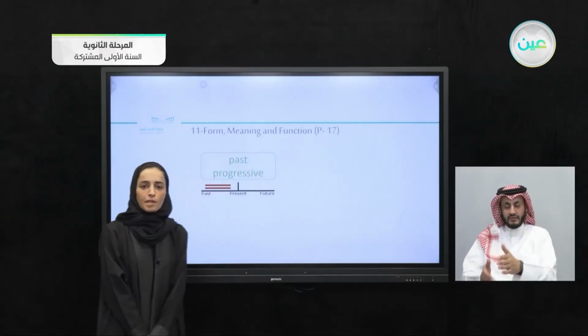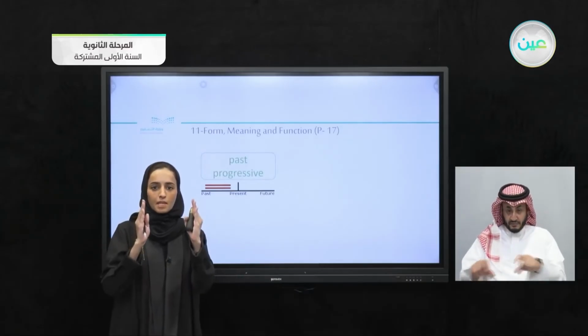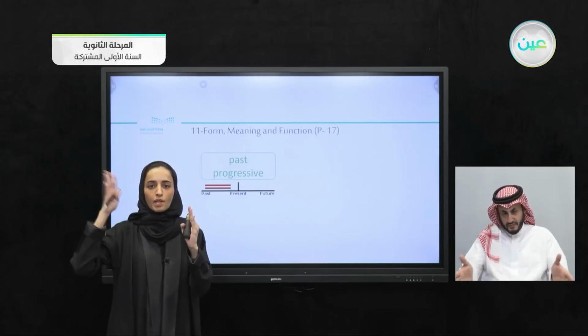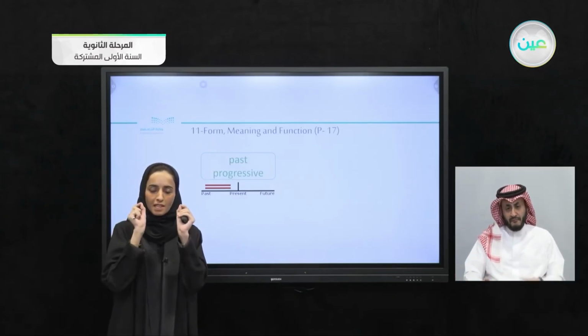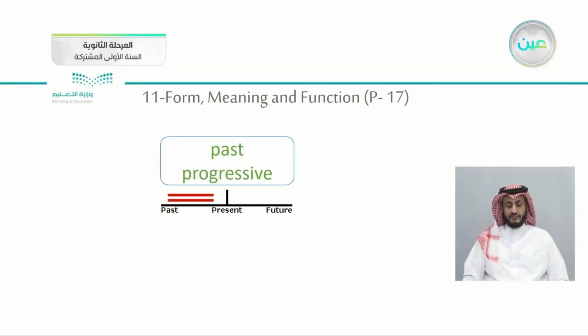What do we mean by a past progressive? It is an action that is taking place for a long period of time in the past, not now, in the past, maybe yesterday at this specific time. Maybe at 9, yesterday at 9, I was watching TV.